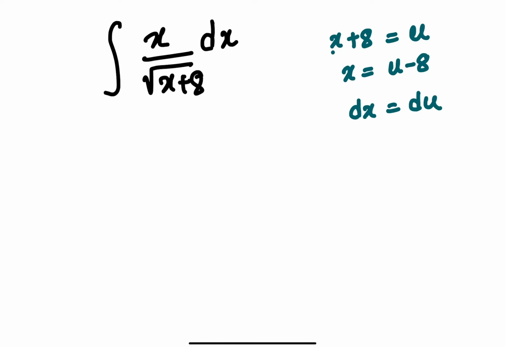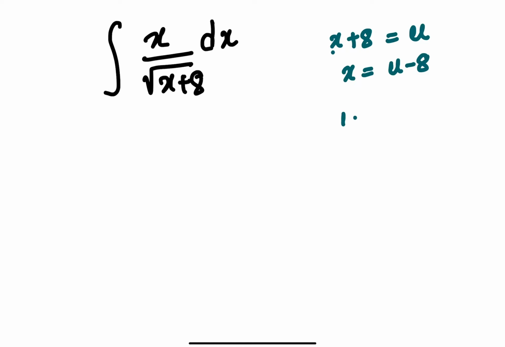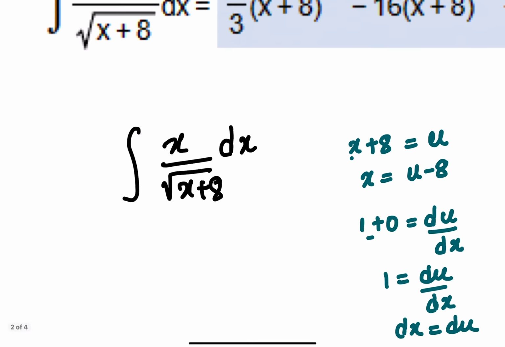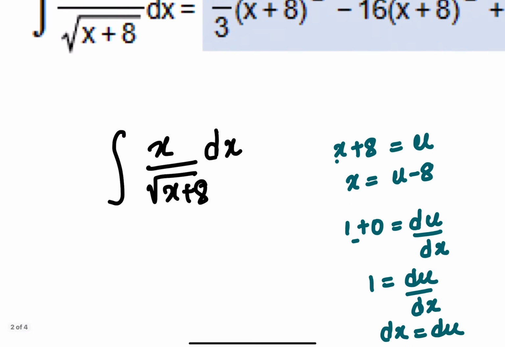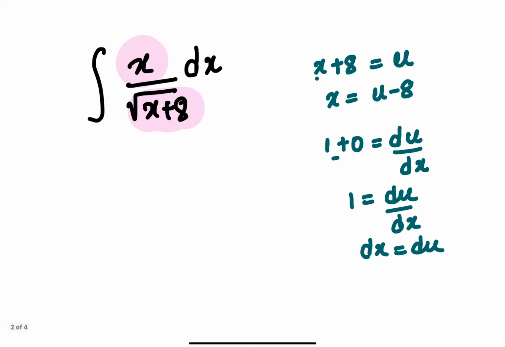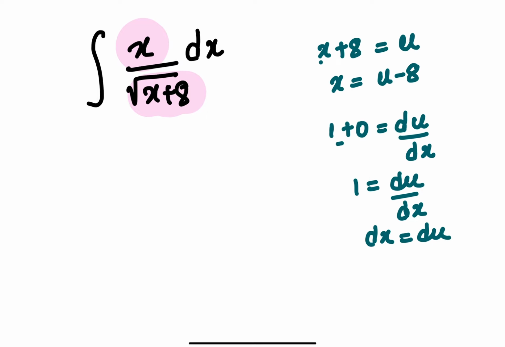Or let me rewrite this one. Let me show you how I got this. So derivative of x is 1, derivative of 8 is 0. I'm finding the derivative with respect to x, so du over dx. So 1 is equal to du over dx, so my dx is du. Okay, now once I know that, again, why are you using substitution? Because the derivative of x plus 8 is 1, and I have this extra term here. So that's when you know you have to substitute. So now let's go ahead and find the integral.